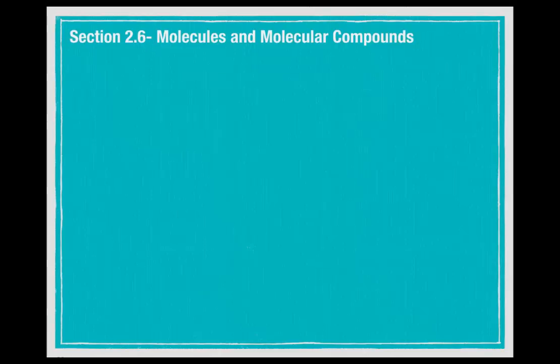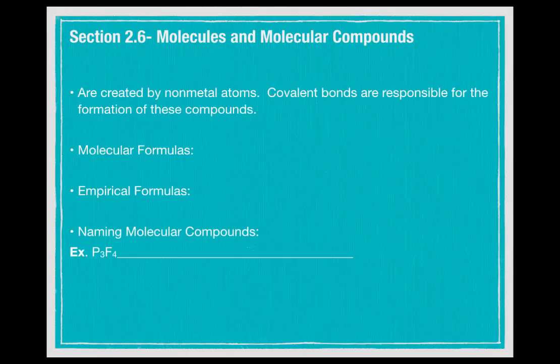All right, now we're going to leave ionic compounds and go to molecular compounds. Remember, molecular compounds are created by nonmetals, and the bond that attracts those atoms are covalent bonds. Now, we have two different terms that we have to review, which we talked about at the beginning of this class: molecular formulas and empirical formulas. Remember, ionic compounds are always the empirical formula, the simplest whole number ratio of atoms. However, for molecular compounds, since they do exist as molecules, we have to distinguish between molecular formulas and empirical formulas.